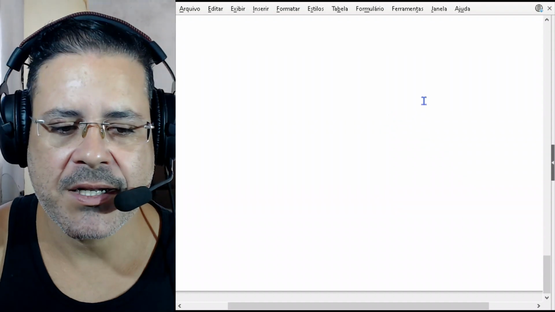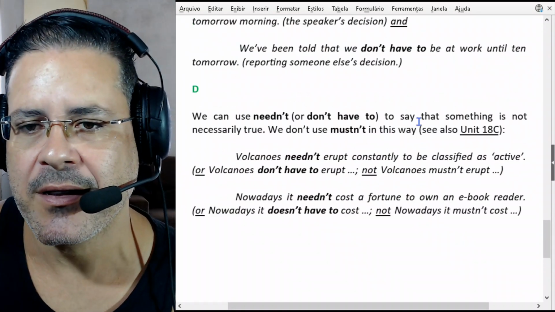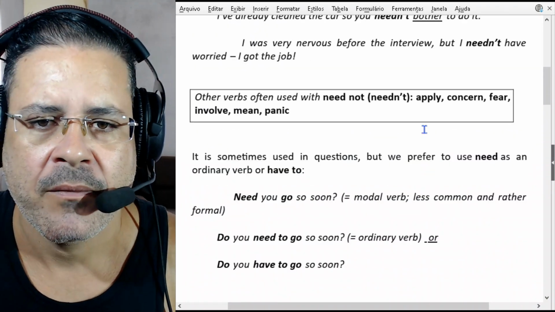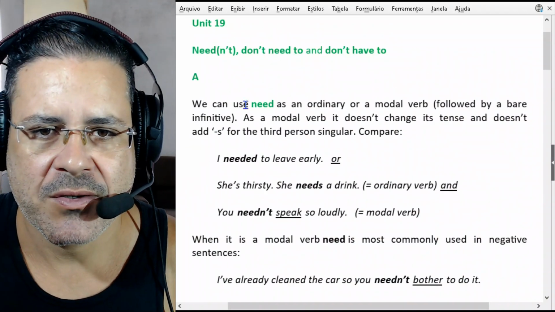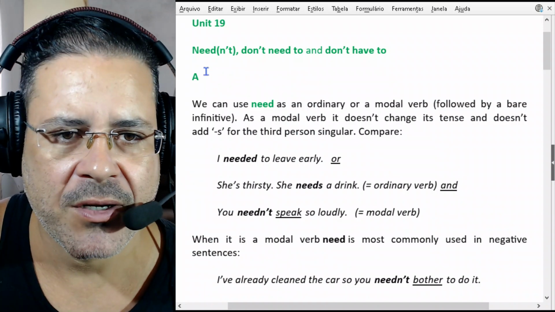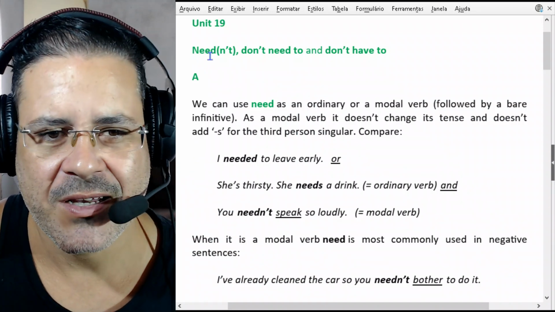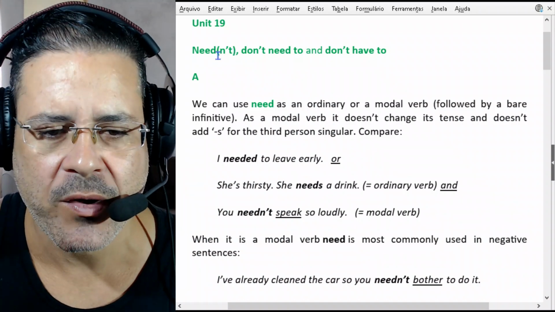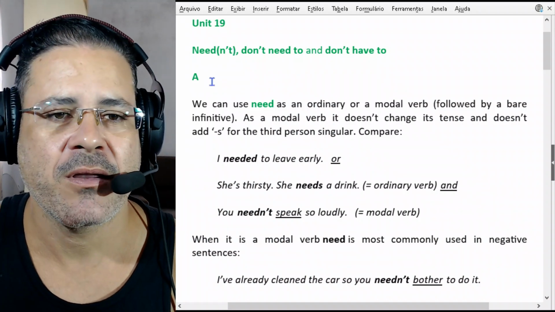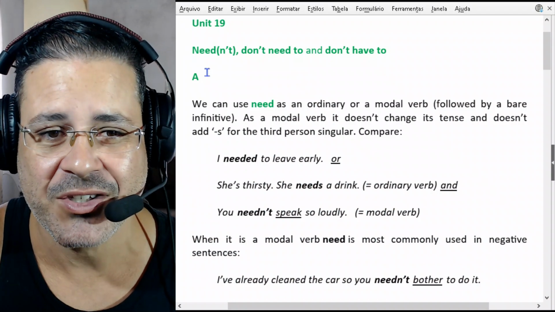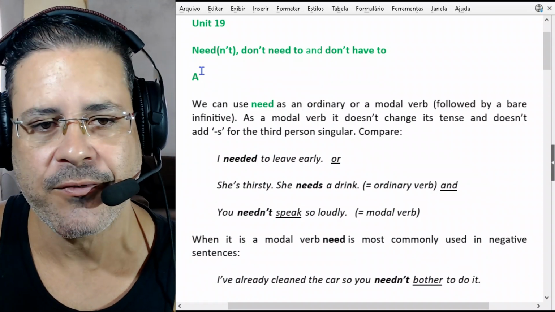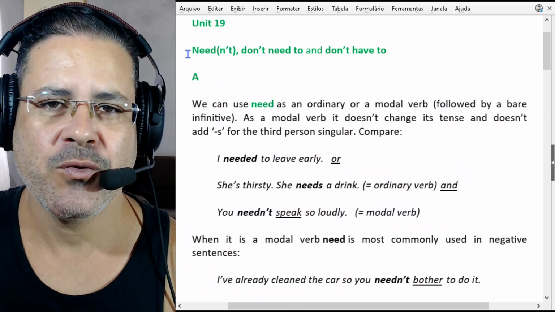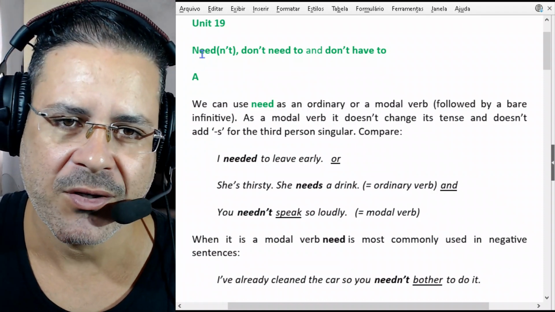Okay, and that brings us to the end of that lesson. I hope you've enjoyed the lesson. If not, go over it again. Just remember the important aspects of that unit. The first, needn't. Commonly, when you come across the verb need in its negative way, needn't, it is probably a modal verb. It will actually be a modal verb.